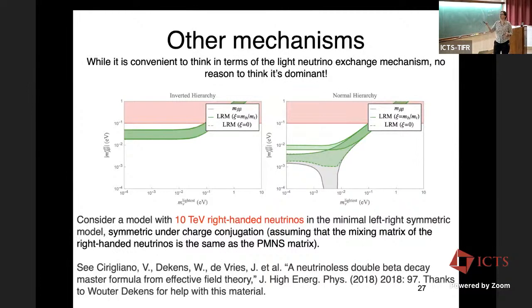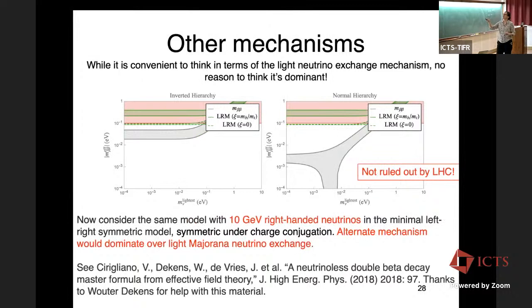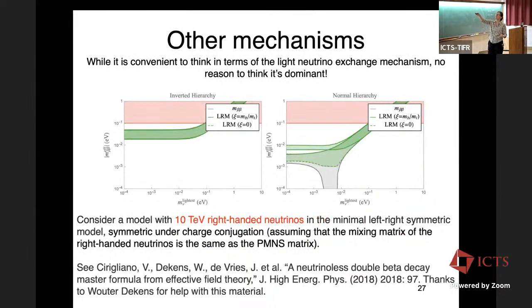So for example, we could draw a totally different phase space based on 10 TeV right-handed neutrinos in the minimal left-right symmetric model. And this is where this came from, so we get a different phase space there. And in fact, this is a model that's not ruled out by the LHC, but that they could look for at the LHC. If we have this alternate mechanism with 10 GeV right-handed neutrinos, suddenly that can dominate over the light Majorana neutrino exchange. So the light Majorana neutrino exchange is always there in gray, but then this other phase space is also there.